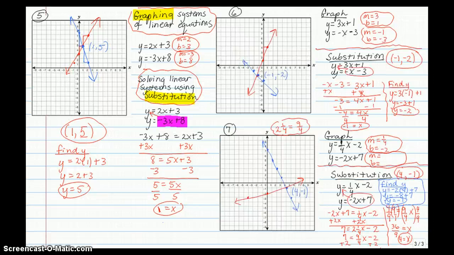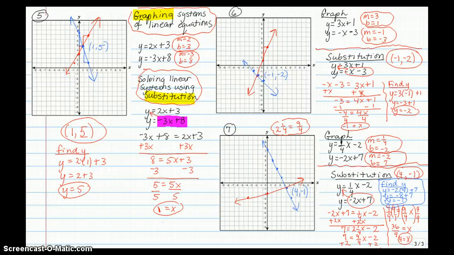All right, on number 6, to graph y equals 3x plus 1, you find that m is 3 and b is 1. And for y equals negative x minus 3, m is negative 1, b is negative 3. So you go ahead and plot your 1, go up 3, over 1, down 3, back 1. Then you plot your y equals negative x minus 3, so negative 3 is your y-intercept. You go up 1, back to the left 1, up 1, back to the left 1. You see right now that the point of intersection is negative 1, negative 2.